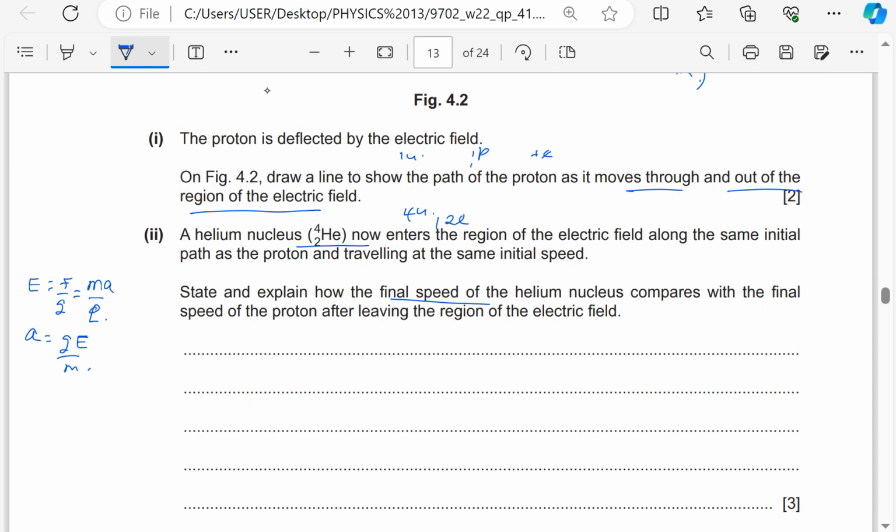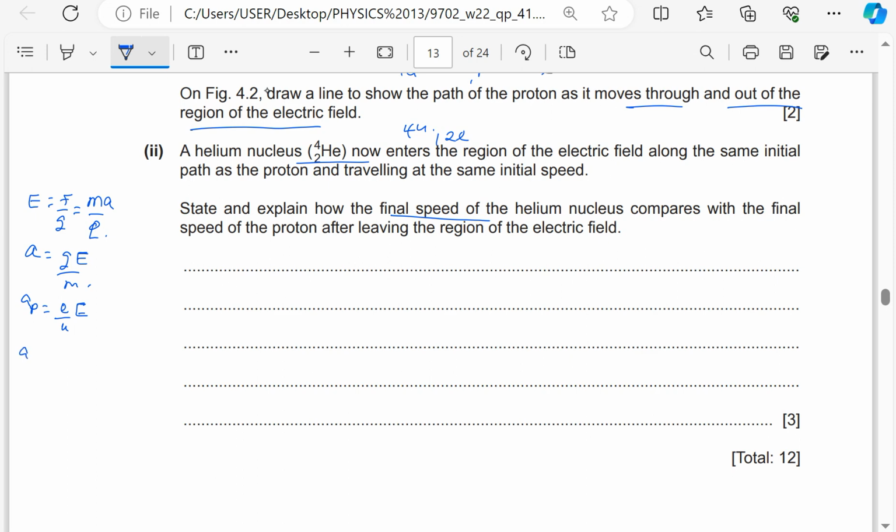So for the proton, the acceleration is going to be, the charge is E, over the mass, which is 1U, times E. Then the acceleration of the helium particle, which is the alpha particle, is going to be the charge, which is twice E, over the mass, which is 4U, then times E. I want you to notice that this is the same as a half E times capital E over U, which means the acceleration of the alpha particle is equal to a half the acceleration of the proton. Now the acceleration of the proton is twice the acceleration of the alpha particle.